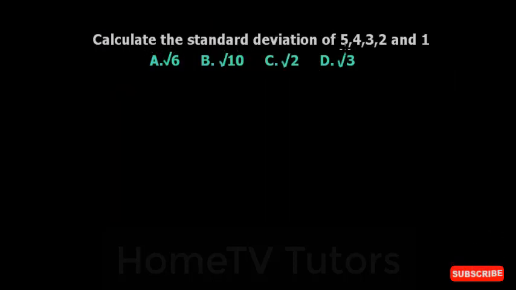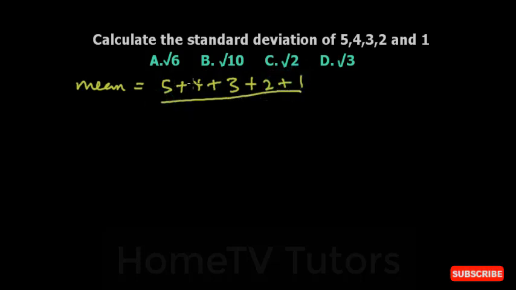Calculate the standard deviation of this set of numbers. First, we need to calculate the mean of this set of numbers. Okay, so we have 5 plus 4 plus 3 plus 2 plus 1 to be divided by the total number: 1, 2, 3, 4, 5. Okay, so 5 plus 4 gives us 9. 9 plus 3, that's 12. 12 plus 2, 14. 14 plus 1, that's 15. So 15 divided by 5 gives us the mean as 3. Okay, now, so we go further on.